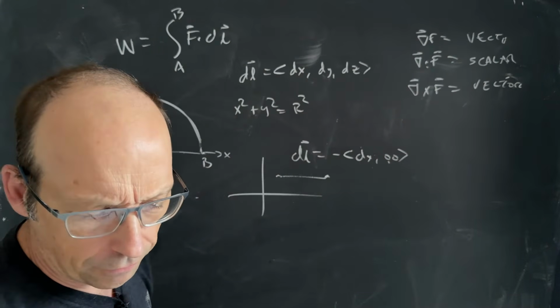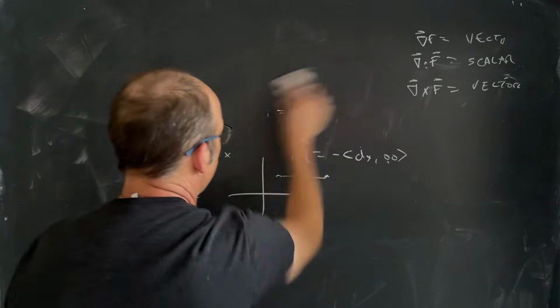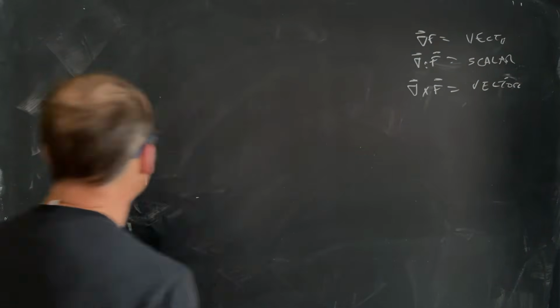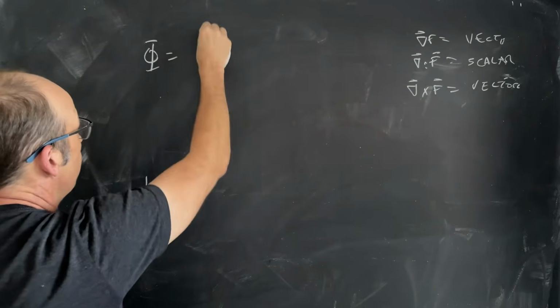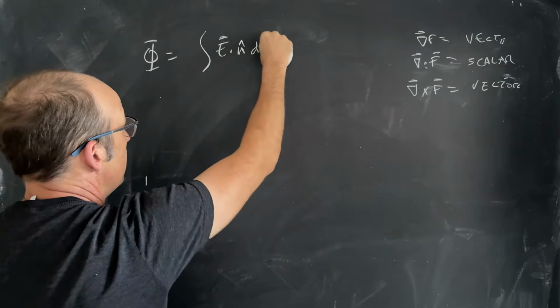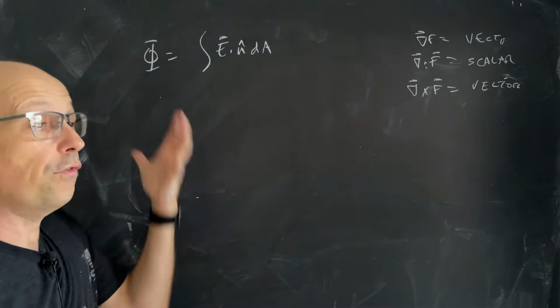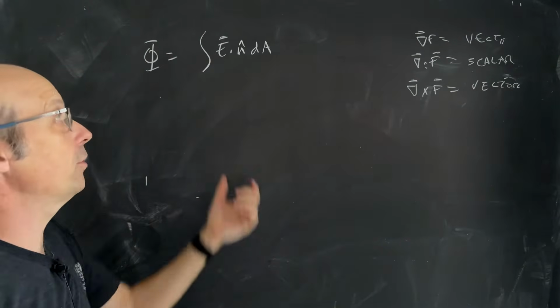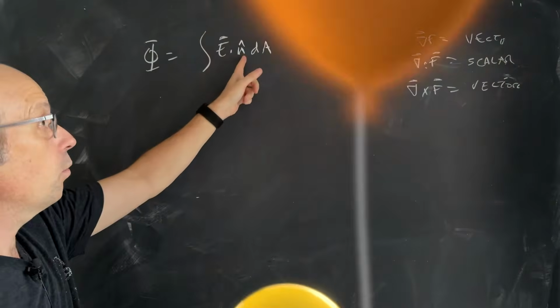Next, we have surface area integrals. Now, I'll be honest. Let's say we want to calculate the surface area integral. I'll use flux, E dot n hat dA. If you have a vector field, which we normally do, you have to take the product of the vector field with a unit vector.